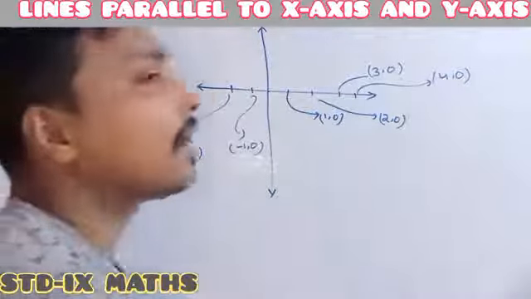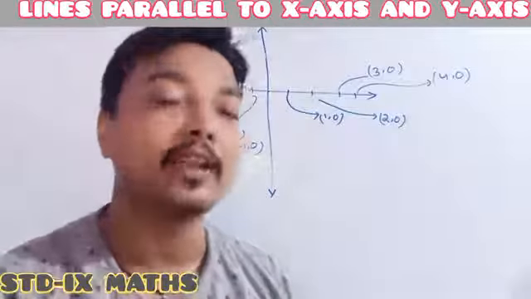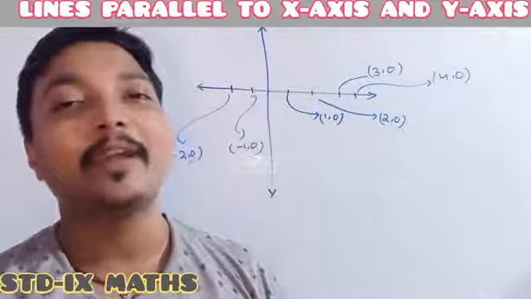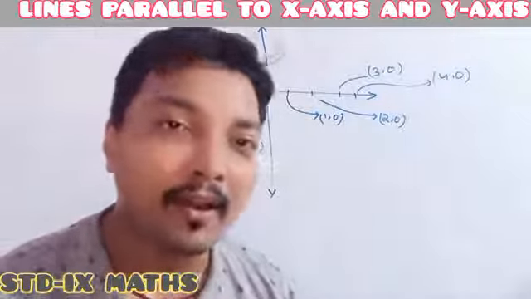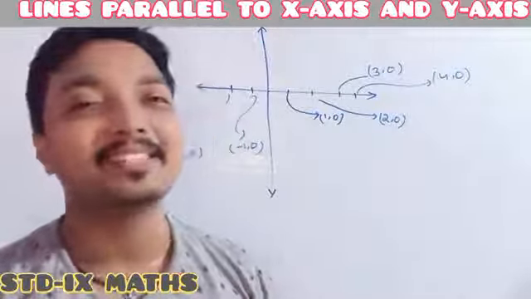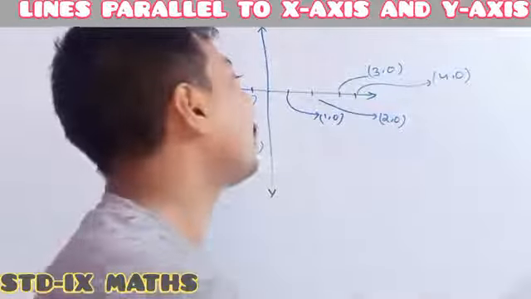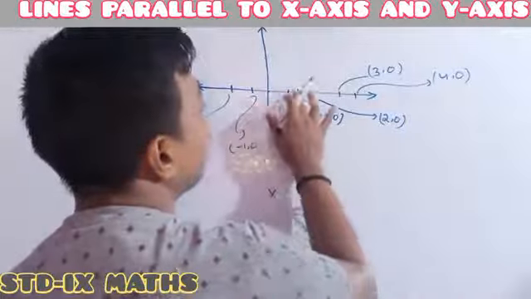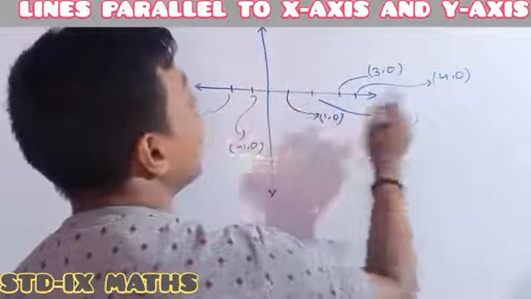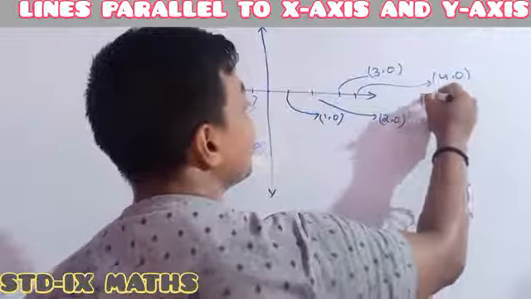Have you seen one common thing among all the points located on the x-axis? Their y coordinate is 0. Whichever point it is, maybe here, maybe here, everywhere you get that the y coordinate is equal to 0.